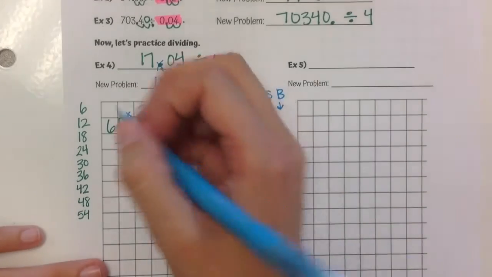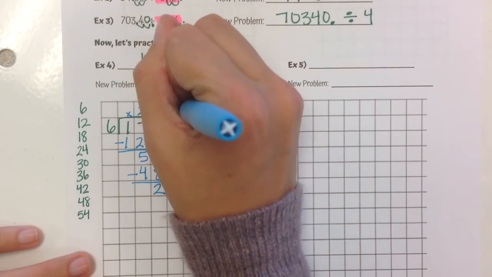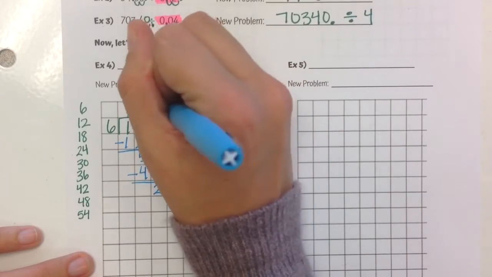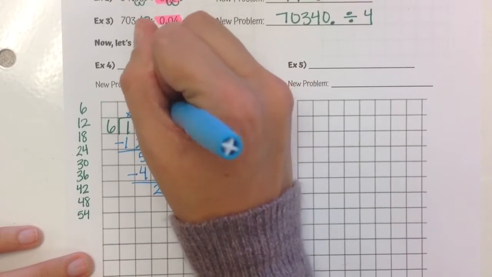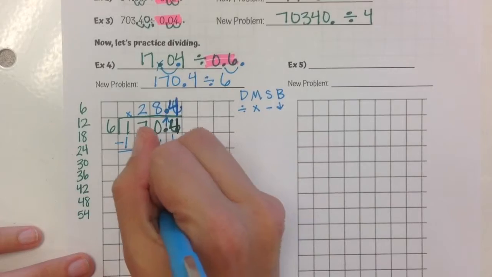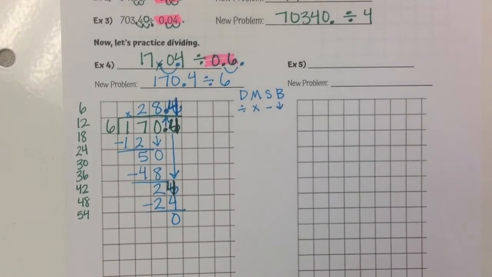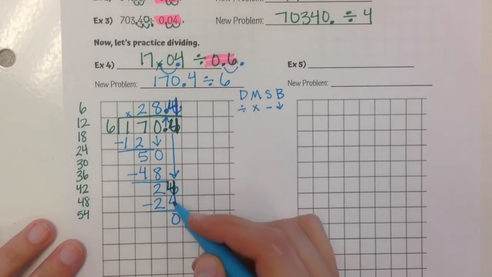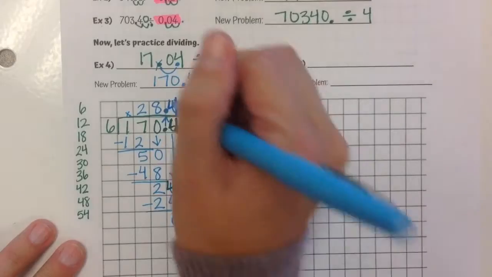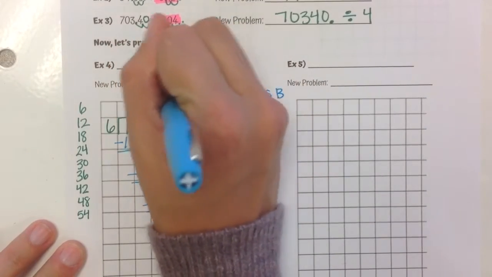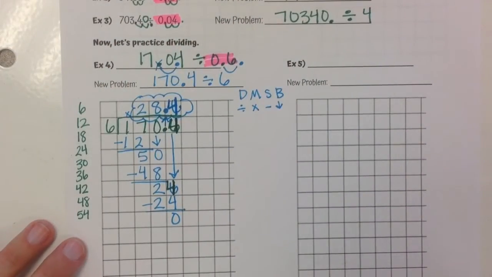6 goes into 24, 6 times 4 is 24. Subtract, and we get 0. So we've got a remainder of 0. We don't have anything we need to bring down, which tells us that our answer was 28 and 4/10.